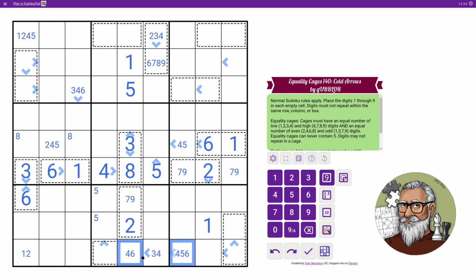That's still not completely. Can it be 4? This becomes 3. I don't see the problem. Hold on. If this is 4 and this is 3, this would have to be 1, 2. Oh, this would have to be 6. 6 works. Okay.